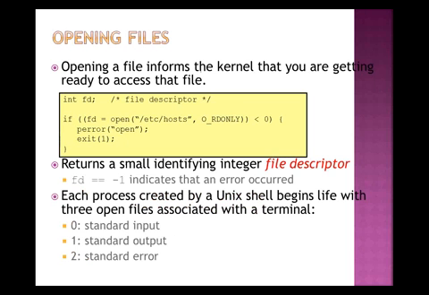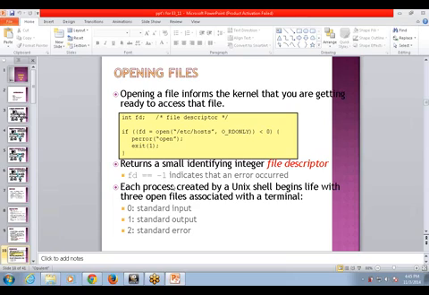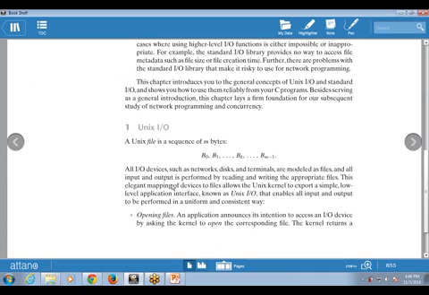Now next is basic input output operations in detail, that is how to open a file. But before this, let's take a quick review of what is in the book. Everything is the same. A Unix file is a sequence of m bytes, that is 0, 1, 2, up to k minus 1. All the input output devices such as network, disk and terminal are modeled as files, and all the input output is performed by reading and writing the appropriate files.